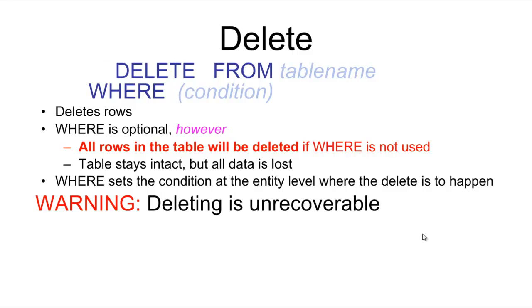So let's now look at where we want to delete. Now remember that delete works at the rows. So basically we're going to say delete from table name where condition. In this case, we're going to delete the rows. Where is optional. However, all rows in the table will be deleted if where is not used. The table stays intact. The table's still there, but all the data is lost.